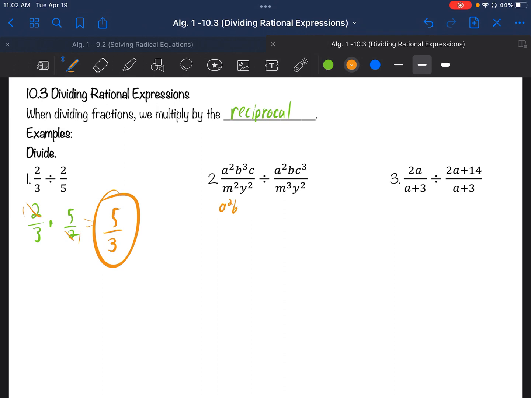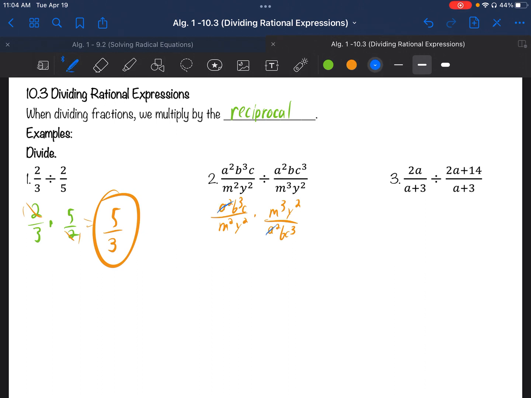Meaning the first fraction, I misspoke again, is going to be exactly the same. The second fraction just reciprocates. Everything on the bottom goes to the top. Everything on the top is on the bottom. And now we look to simplify just like we did before.